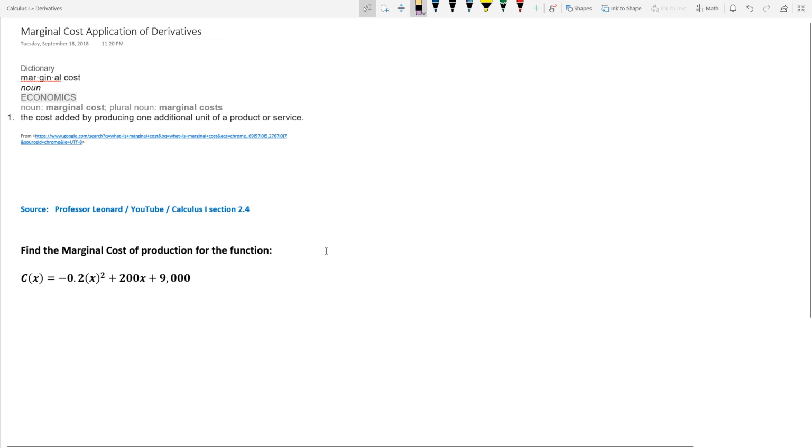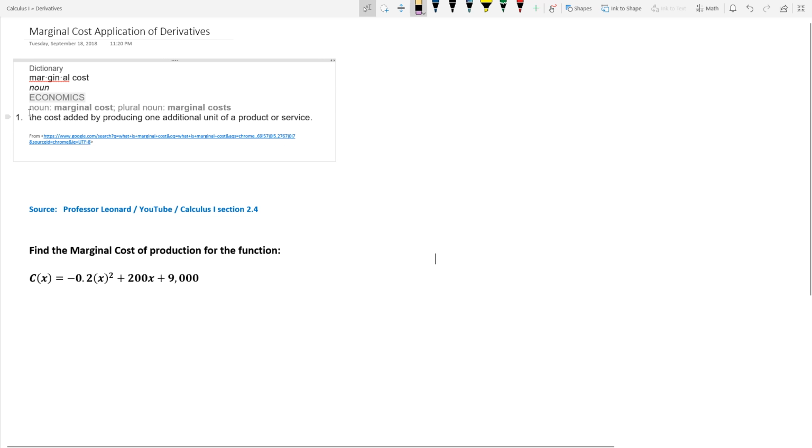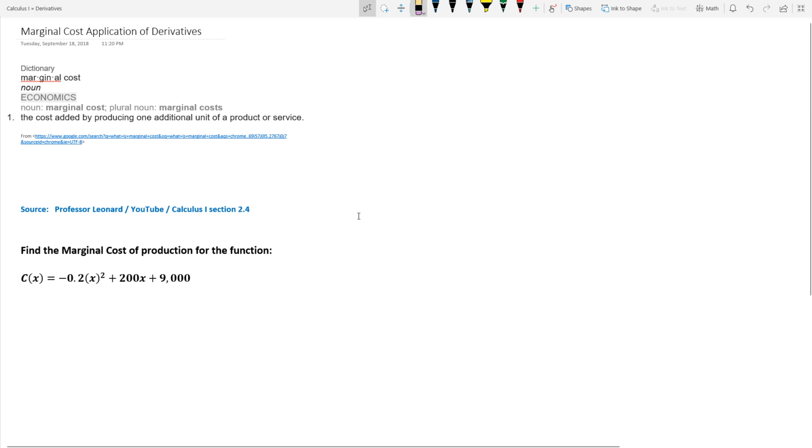So the dictionary gives us a real basic understanding of what marginal cost is. It's essentially the cost added by producing one more unit of a product or service. So if I'm producing TVs, I want to know my marginal cost if I produce 2 TVs, and then 4 or 8 or 1,000 or 1,000,000.